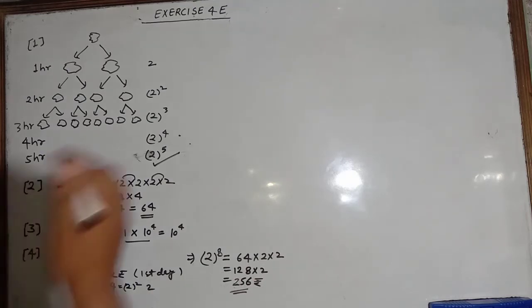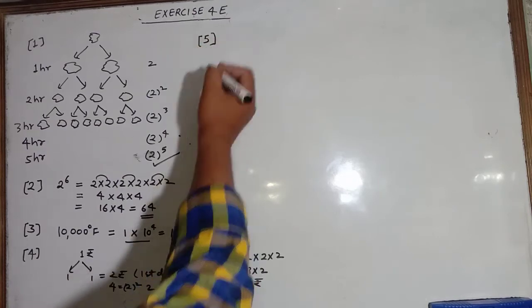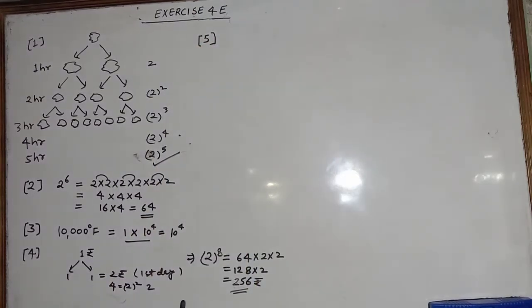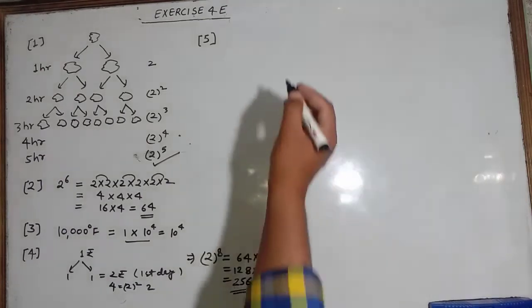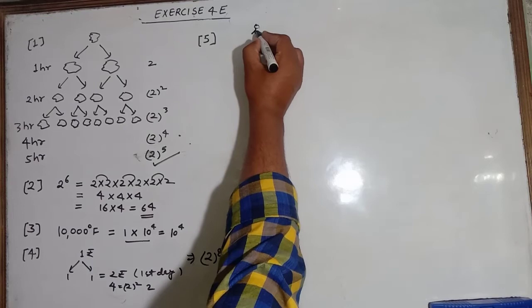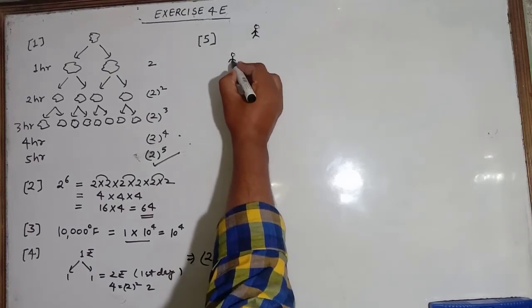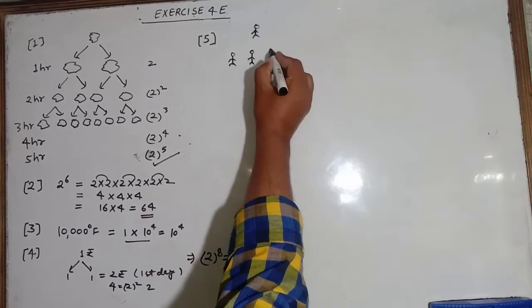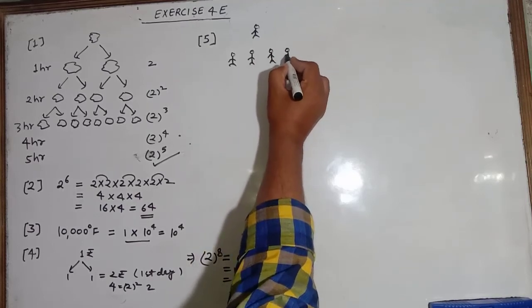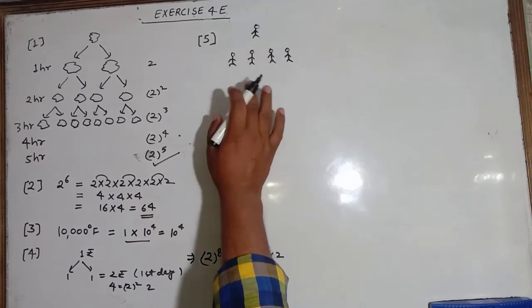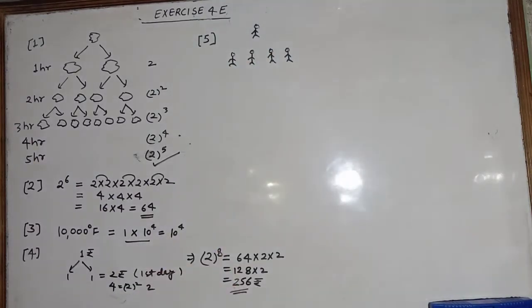Same way, question number 5. In Kalpana's school, one person will contact 4 people and each of those people will contact 4 other people. If one person contacts 4 people, 1, 2, 3, 4, then each of these will again contact 4 people, and so on. How many people will be contacted in the 5th round?